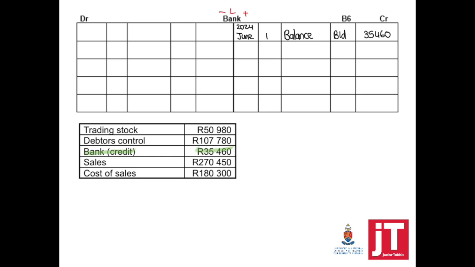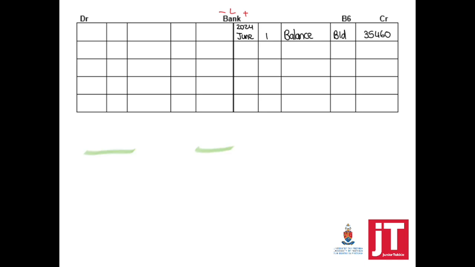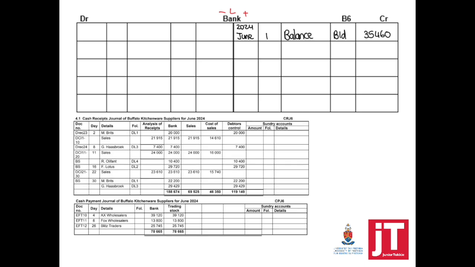Just because it's regarded as a liability, when we're posting from the cash receipts journal, bank will always be debited.